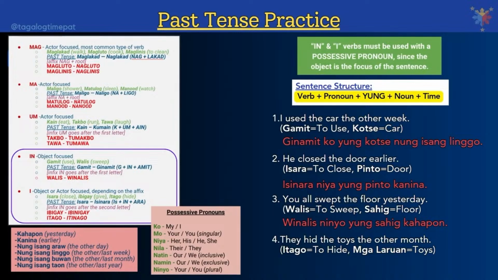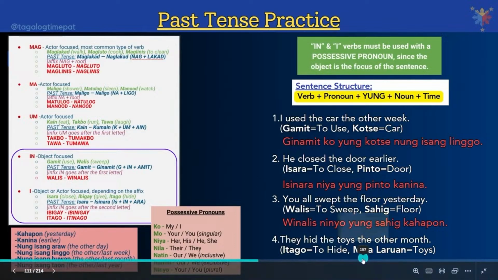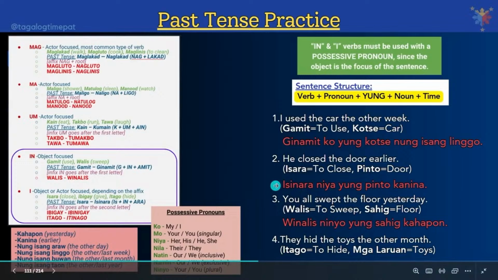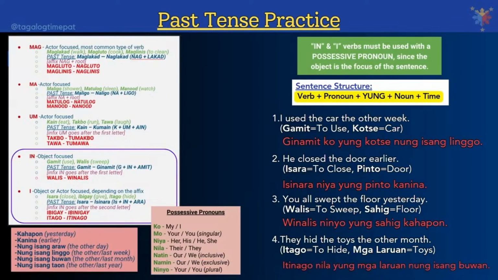And lastly, they hid the toys the other month. Itago means to hide. Mga laruan means toys. And to make a noun plural, you have to add this word mga. So mga laruan means toys. It's not like in English where we can just add an S. You actually have to add this word mga. In Tagalog, this would be, itinago nila yung mga laruan nung isang buwan.